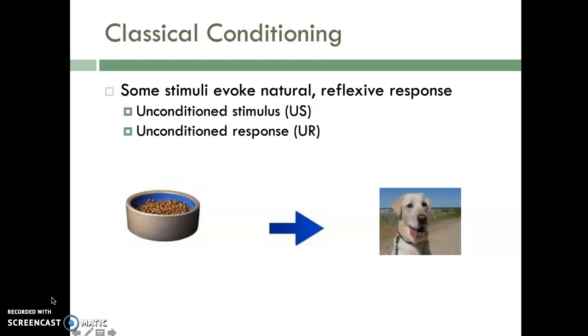And so the unconditioned stimulus is the stimulus that produces this natural response. It's called unconditioned because it doesn't require any learning or conditioning. So in this case, the unconditioned stimulus is the food. And the unconditioned response is the natural reflexive response, and in this case, it's the salivating. So these are terms that you'll need to remember in classical conditioning.